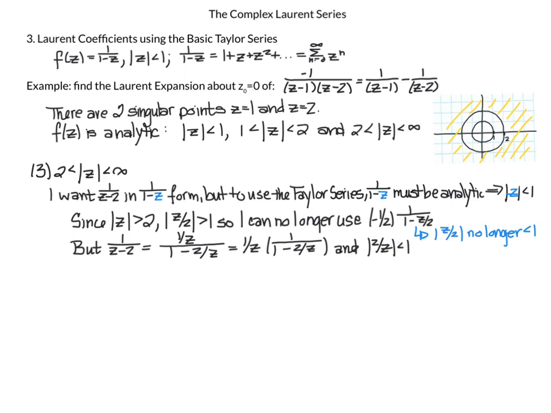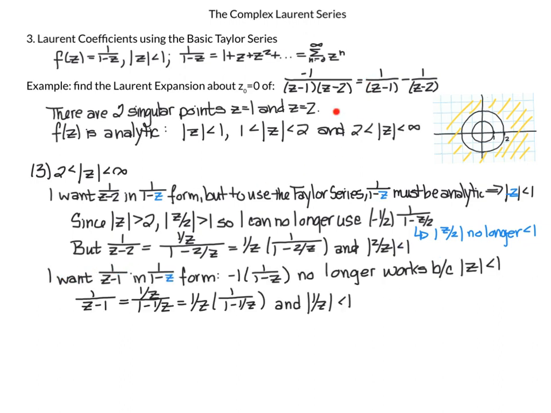So I'm good. I'm going to look at my first fraction, 1 over z minus 1. I want it in that form. I can multiply by negative, and that will give me 1 over z, but in this case z is greater than 2, so I can't just use this form because I won't be able to plug it into the basic Taylor series. So what can I do?